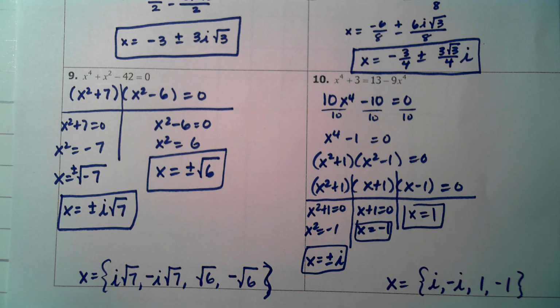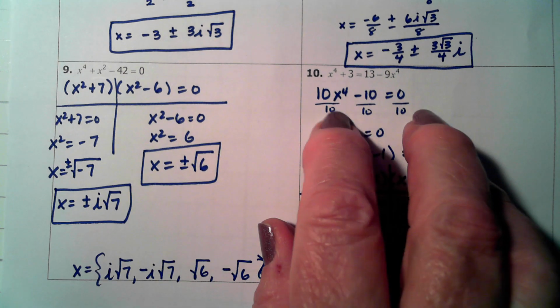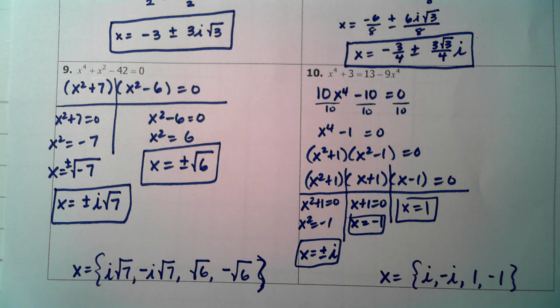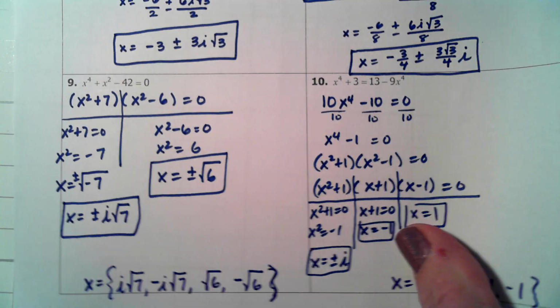And number 10, getting everything on one side equals 0, factoring out the common factor of 10. You can only do that when the common factor is numeric, because you can't divide by x because you don't know what x is. It could be 0. So that's through problem number 10.